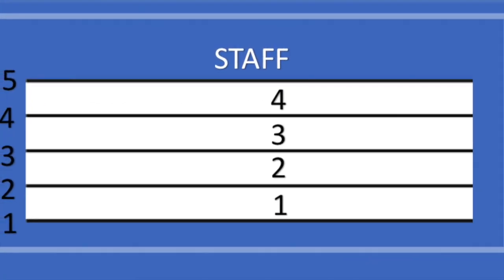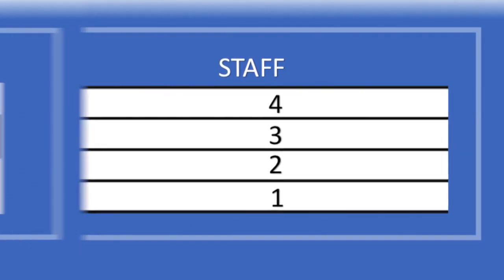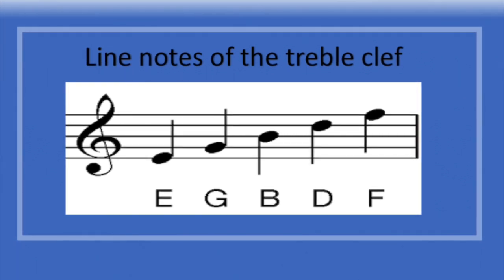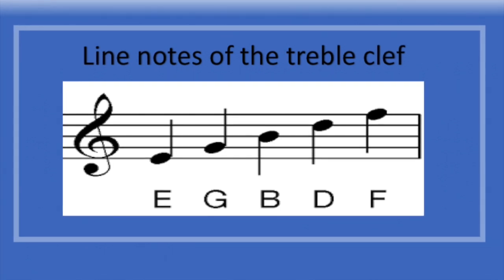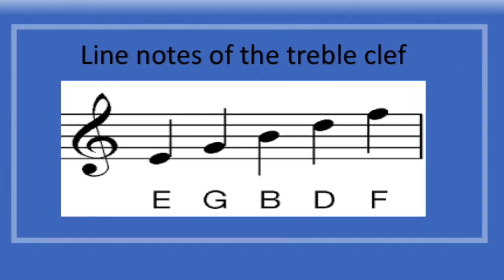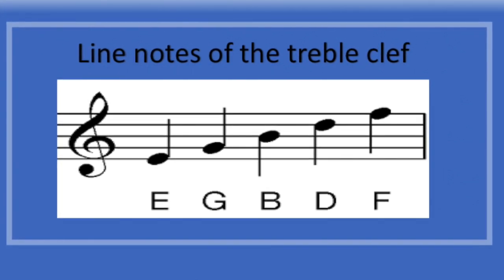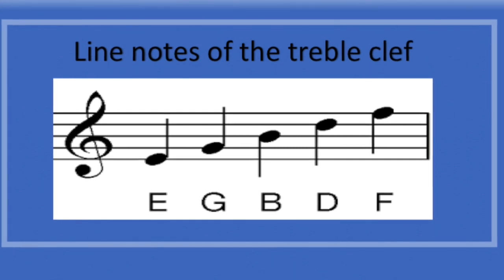Each line of the treble clef and each space of the treble clef have a specific pitch or note name. The lines of the treble clef are named from the bottom line to the top line: E, G, B, D, F. Can you see this by the example, how we placed a note head on each line?